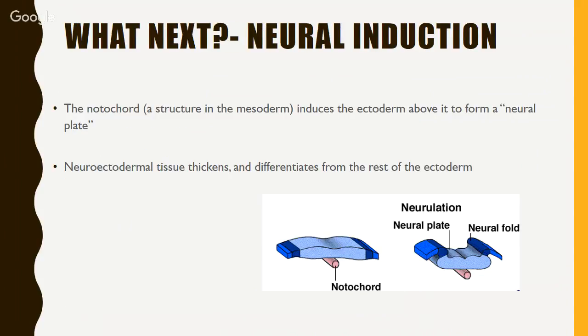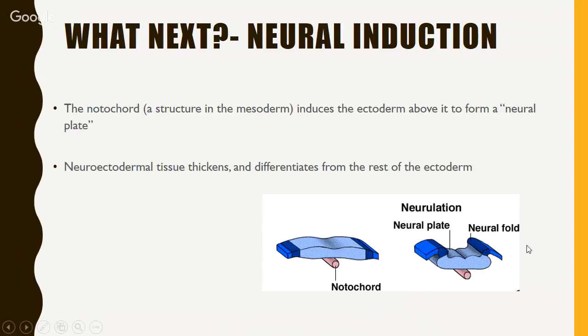So neural induction. I'm going to go through it in 3 steps, 3 slides. Very simple. Yeah. So you have this thing called the notochord. The notochord is a structure that exists in the mesoderm. It does a lot of things in embryology, but all you need to know about the notochord for now is that it's signaling for the starting of neuroembryology. So the notochord signals the ectoderm above it, because the notochord's in the mesoderm, to form a neural plate.